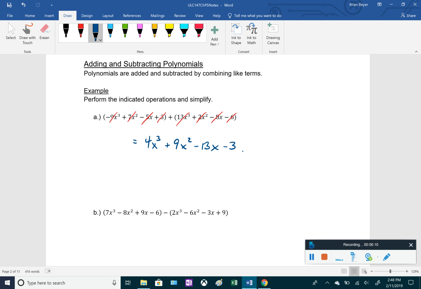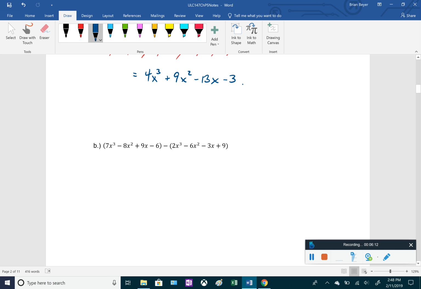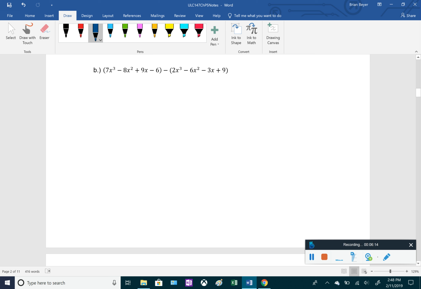Okay, so just as easy as that, pretty simple. For the next one, we're subtracting. So once again, subtracting the cube terms, we have 7x cubed minus 2x cubed, which is 5x cubed.